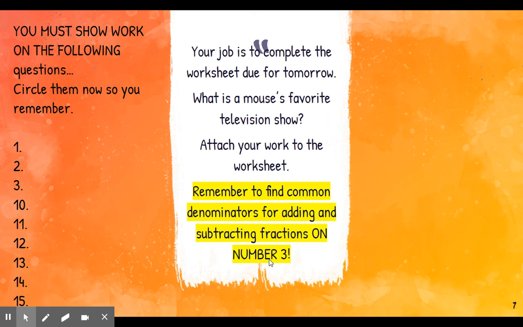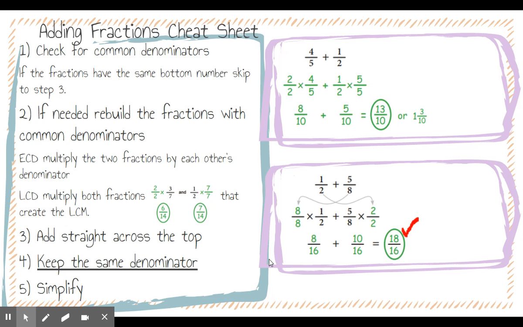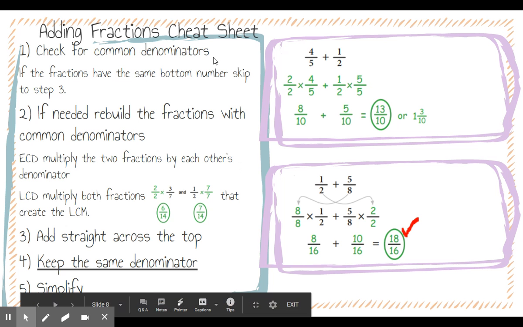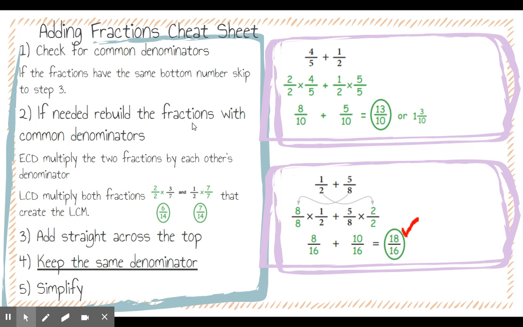Please don't be moving yet. I'm still giving directions, so you don't even need your worksheet or anything out yet. Remember to find common denominators for adding and subtracting fractions, especially on question number 3. Okay, I wanted to show you this because some of us are forgetting that when you multiply and divide, you don't need common denominators, but you have to find common denominators when you add and subtract. So if you're wondering how to do that, we all should have this in our folder. Remember that packet of notes we did with all the cheat sheets on how to add, subtract, multiply, and divide fractions and mixed numbers? That should be helpful. You should have that.